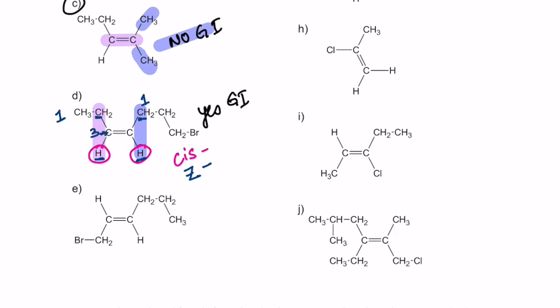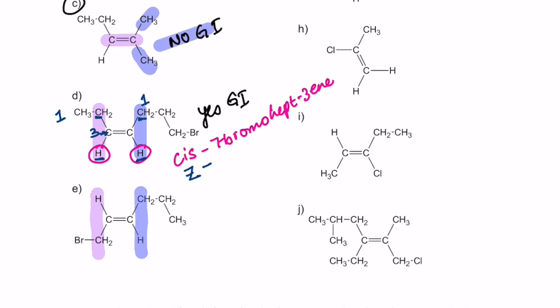So this would be cis 1, 2, 3. You would give 3 to the double bond. So the name becomes cis-7-bromo-hept-3-ene. Okay, let's try the next one.